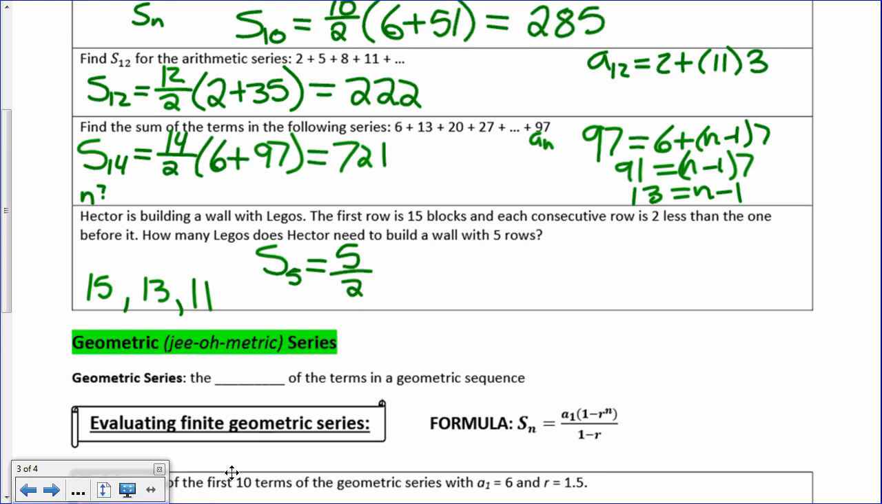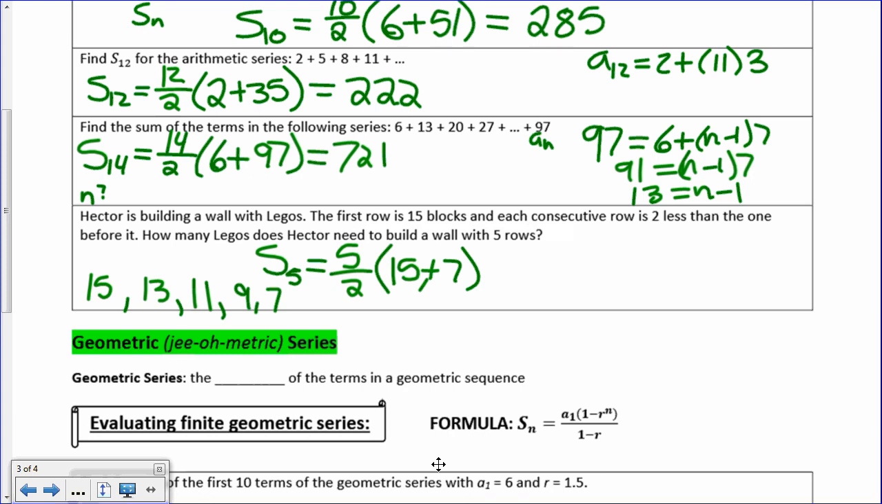Do I know what the first row was? 15. Do I know what the last row is going to be? Well, we could keep going with this pattern that we had, right? This is the first row, second row, third row, subtract another 2. You see that? So I don't know why I wrote a comma there, it should be a plus. Since it's not that many numbers, you can just use mental math, subtract 2 a bunch of times to get to that 5th row.